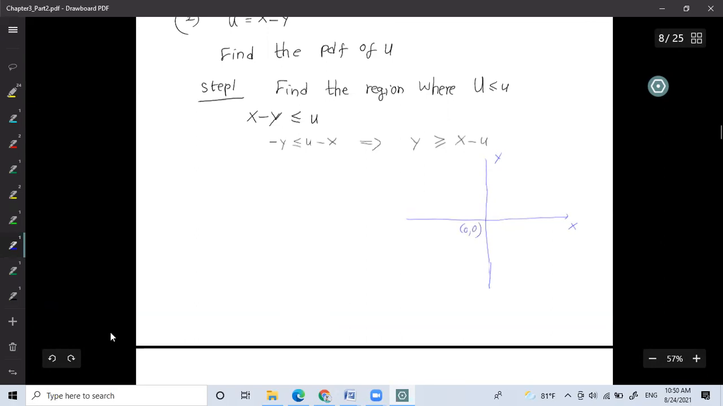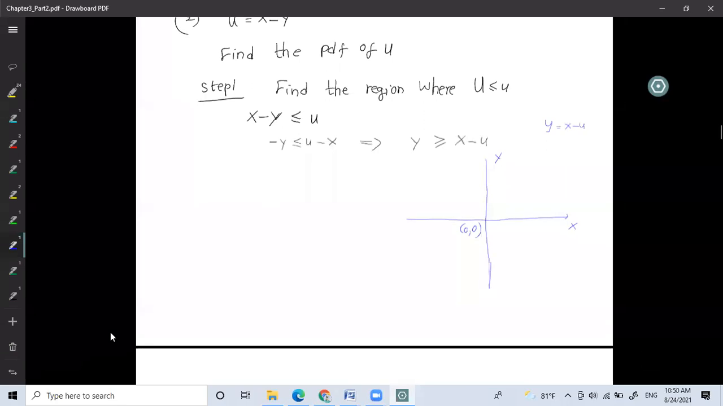Try to draw the graph on the xy Cartesian plane. Now what is the slope? If you think about y equals x minus u, the slope is 1 and it is positive. So you know how to draw the line: increasing function, increasing. And then your y-intercept is negative u.